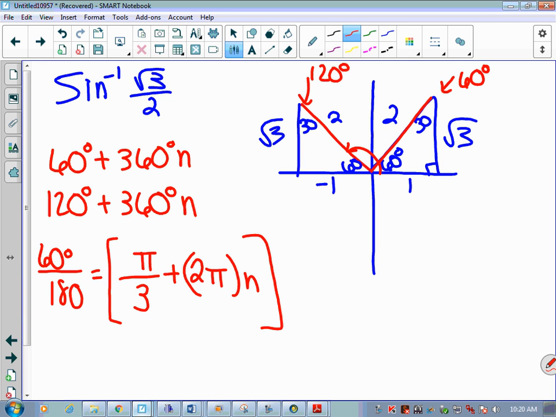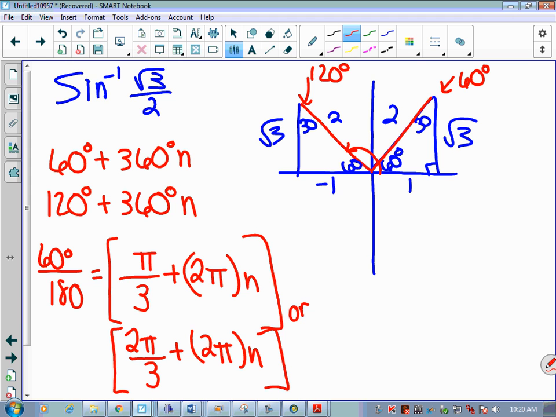Now we need to do it with 120. Now we know we're going to do the same thing with 360, so we'll get 2 pi times the number of times we would go around. But what is 120 divided by 180? 2/3. So what am I going to put on the top? 2 pi over 3. All right? These are my two answers, the things that I've got in brackets there. Okay, do you follow me? Hopefully. Okay.